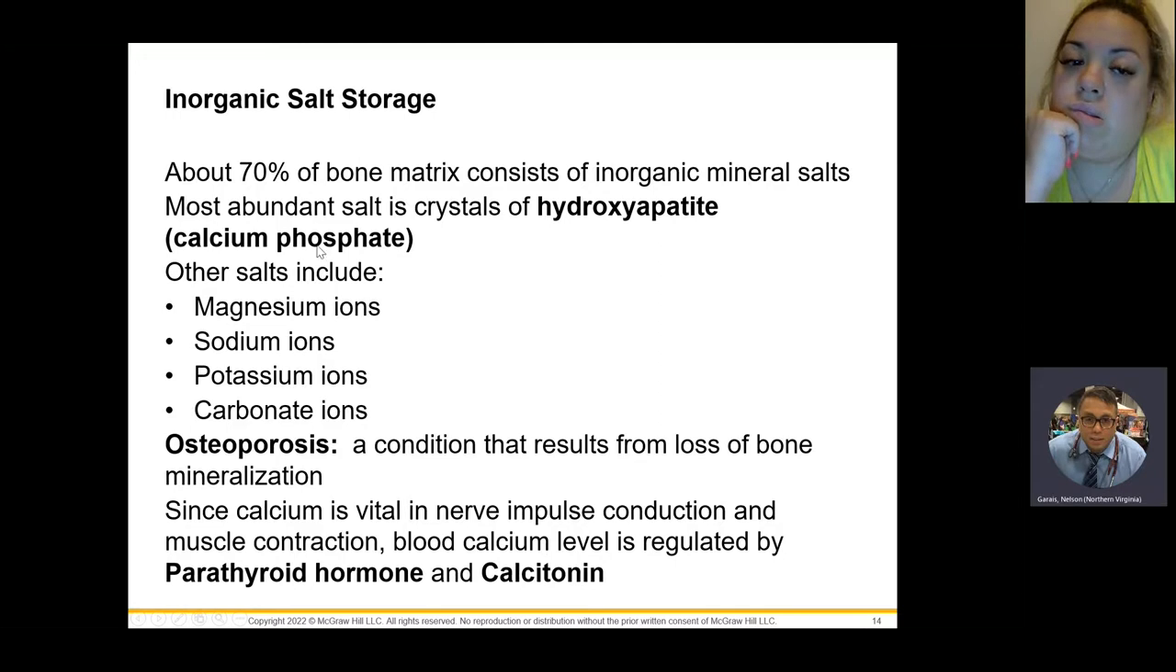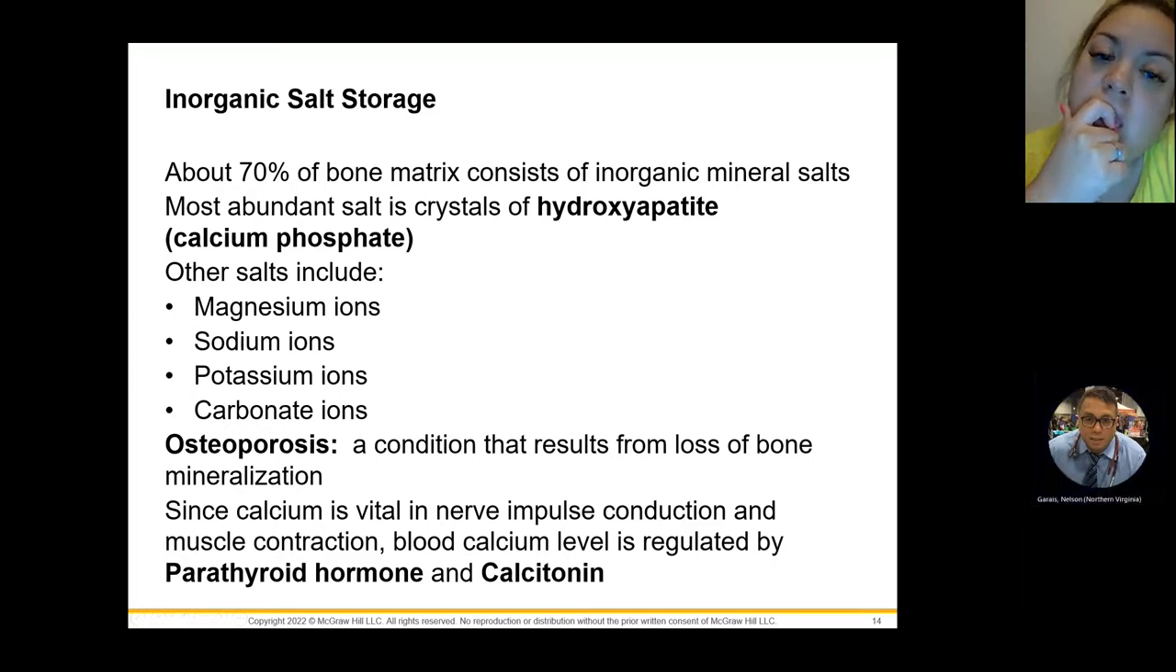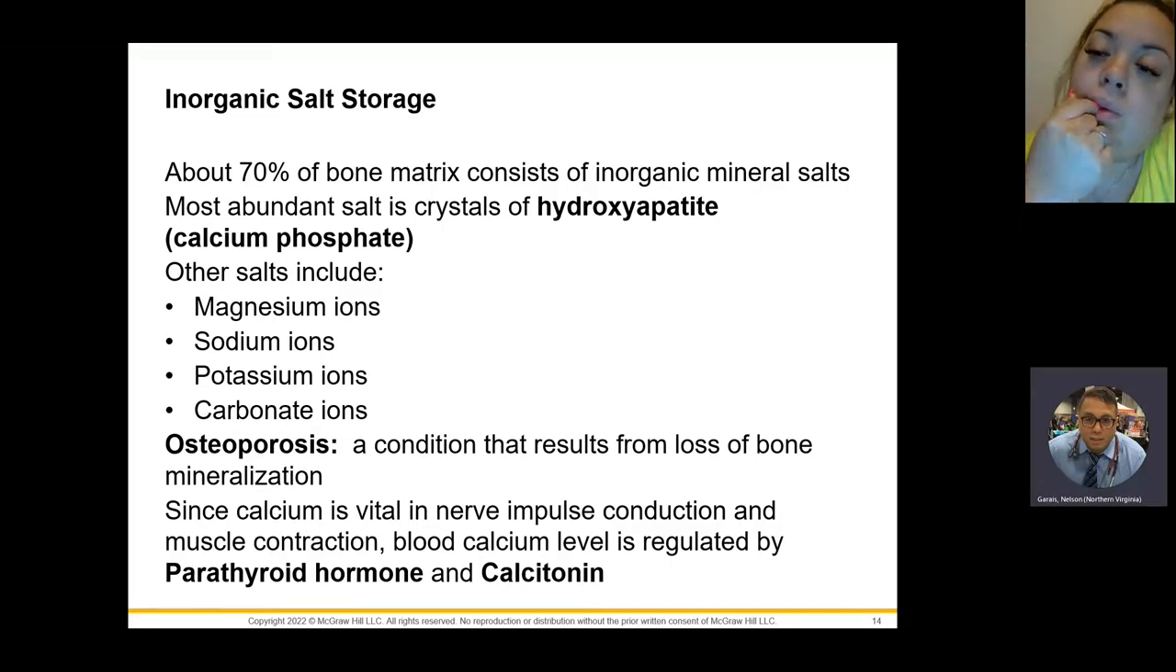Next, inorganic salt storage. Hydroxyapatite, also known as calcium phosphate. Just know calcium, okay? And know that there's other salts, magnesium, sodium, potassium, carbonate, but the number one is calcium. All of these salts, right? They contribute to making the compact bone hard, making the osteon stiff.